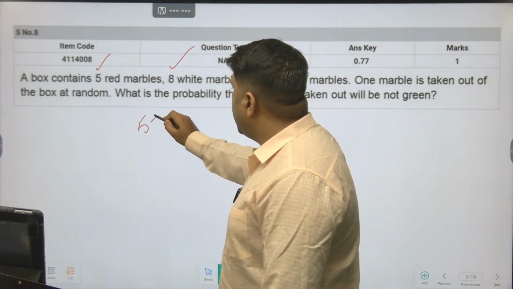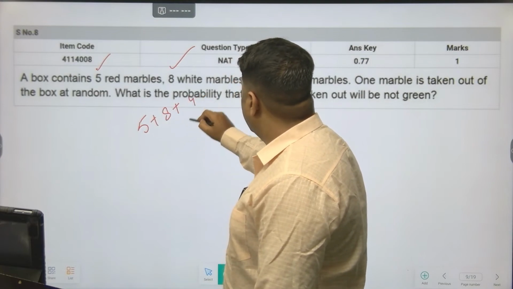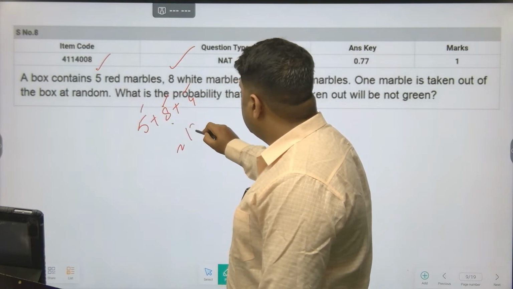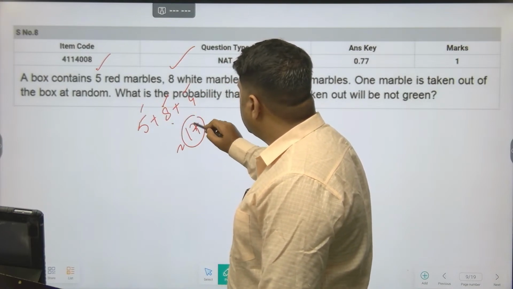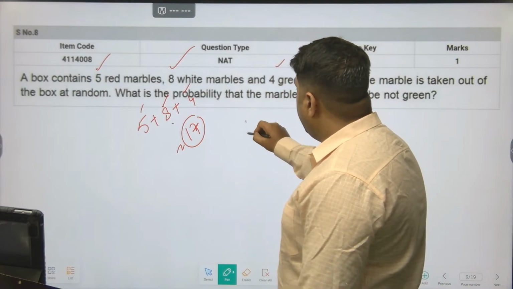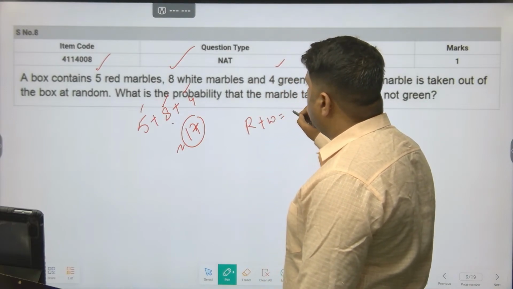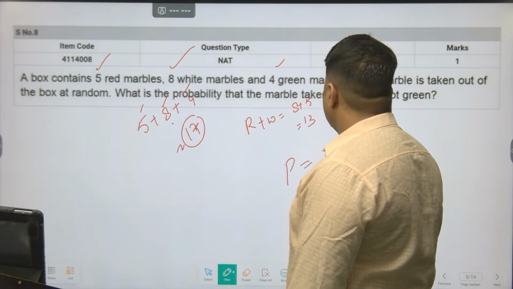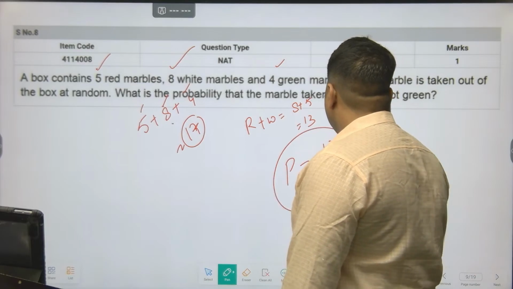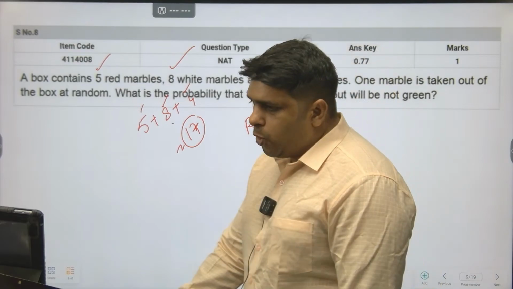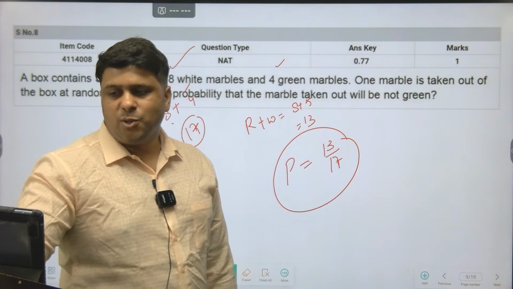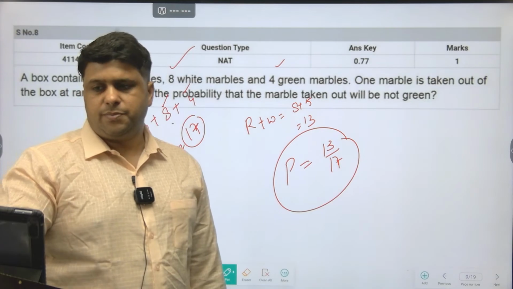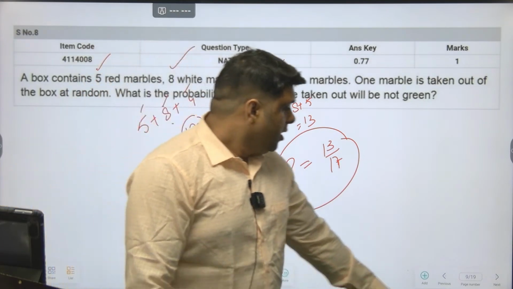If you see, it is having 5 red, 8 white and 4 green. So let's find the total first: 5 plus 8 plus 4 is equal to 17. So these are the total possible. Your red and white is equal to 8 plus 5, 13. So your probability here is going to be 13 by 17. You do not have to think about it much. This is the easiest question they have asked in this examination. Next question.